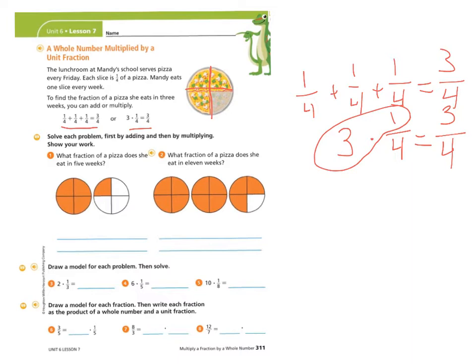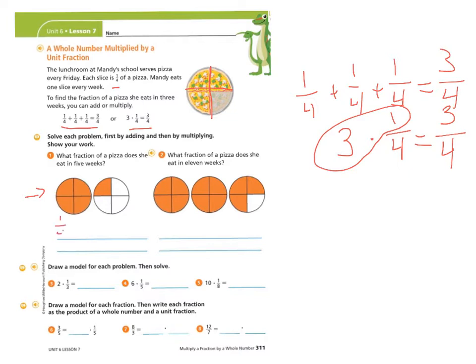Number 1, what fraction of a pizza does she eat in 5 weeks? So first we need to add, and then we're going to multiply to get the same answer. There's just 2 different ways to solve the same problem. So here's a picture for us. The pizza is divided into 4 pieces. So how much does she eat in 5 weeks? So she eats 1/4 of a pizza every week.